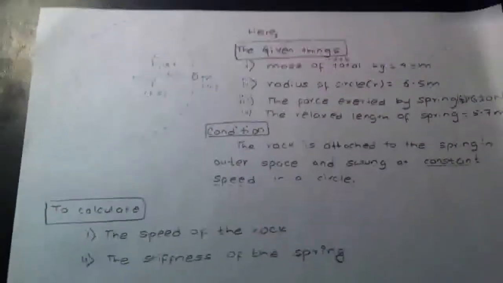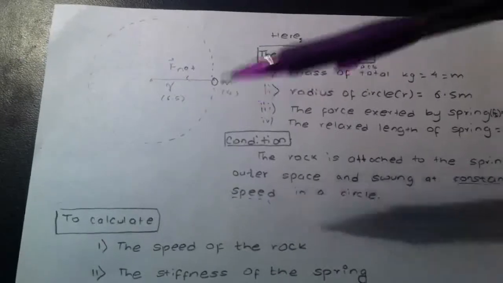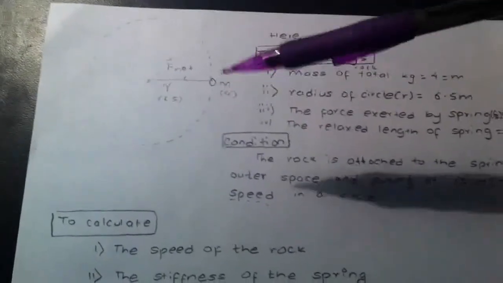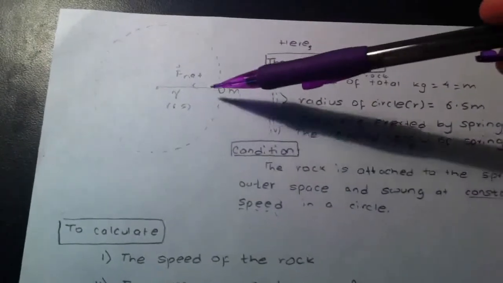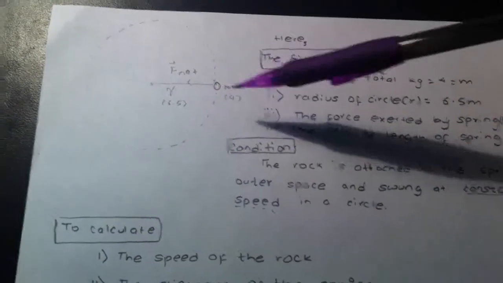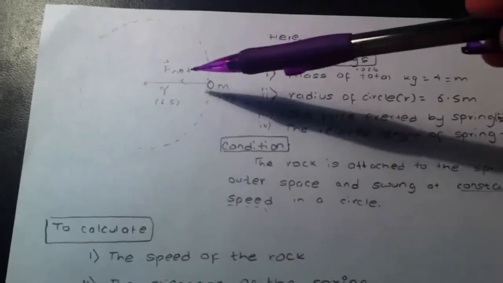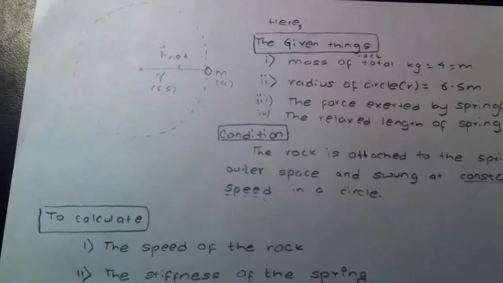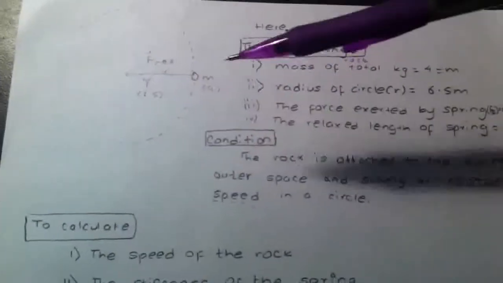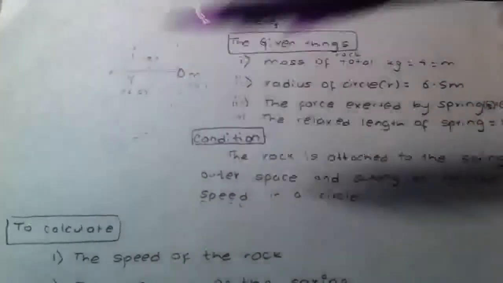Alright, so we're trying to work on the problem. The problem states that we have a mass of 4 kg, which is a rock, attached to a spring, and the spring is swung in a circle of radius 6.5 meters. The spring exerts a force of constant magnitude of 620 Newtons. We're asked to find the velocity of the rock with which it is going around, and then the relaxed length is given, and we're asked to find the stiffness of the spring.